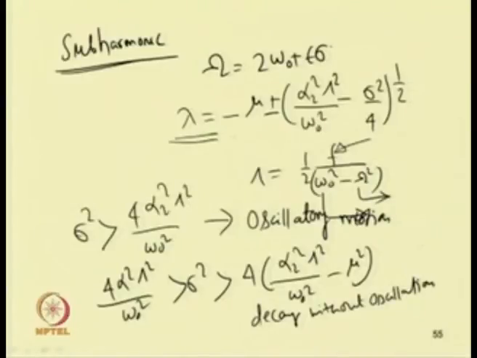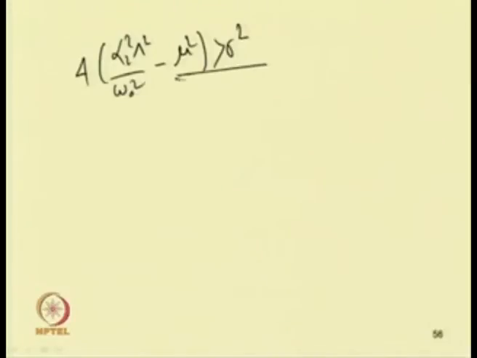The last one is when we get a positive root, that means if we consider the condition 4 alpha square lambda square by omega 0 square minus mu square greater than sigma square. Then one can observe that the system response will be unstable, as the response will grow beyond any bound. But in an actual case the system response cannot be unbounded. So, one has to perform a nonlinear analysis, or one can take additional terms to study the system response and stability of the system.